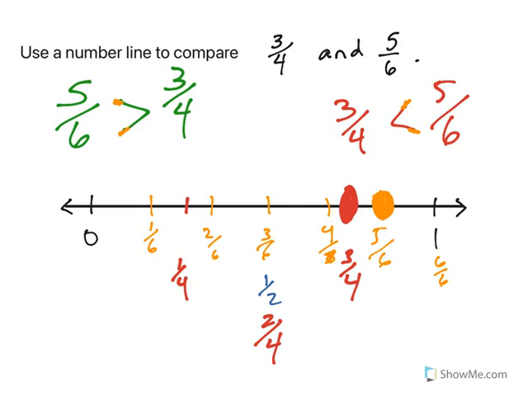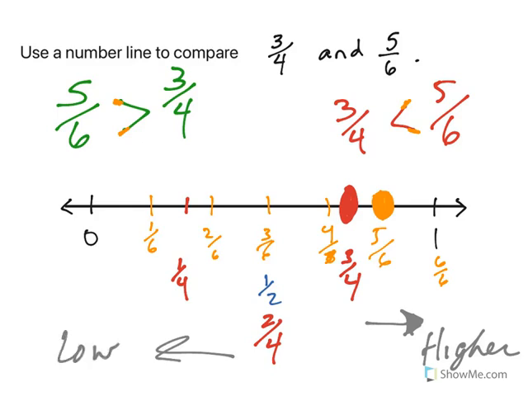And because 5/6 is on the right, it's furthest right, I don't know if that's a word, it is the higher number. And as we go left, we get the lower numbers. And that's it.